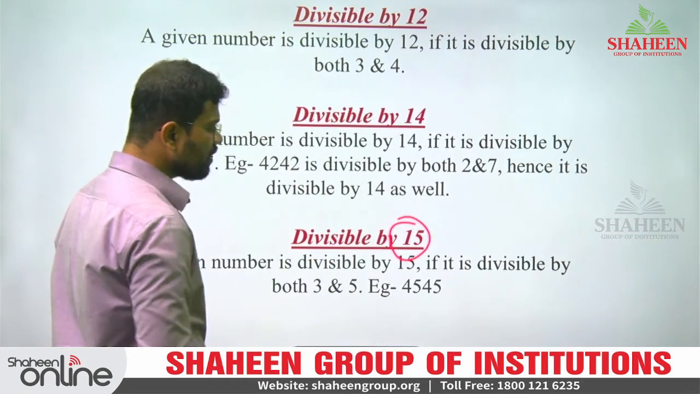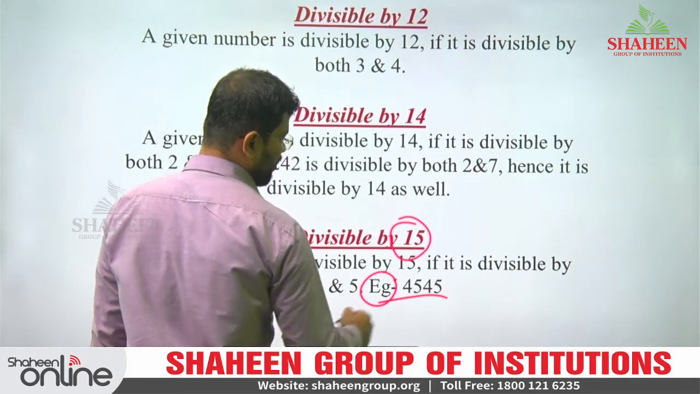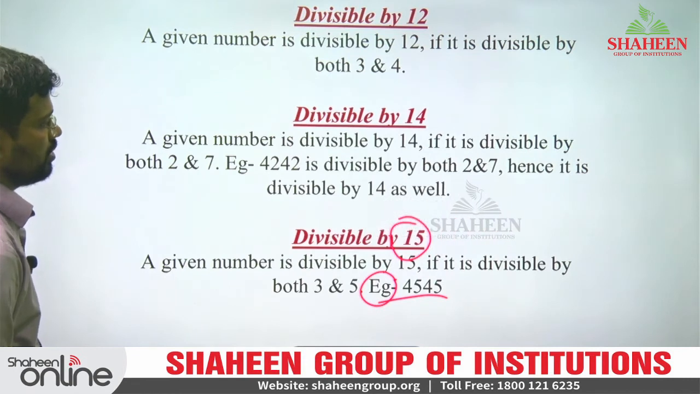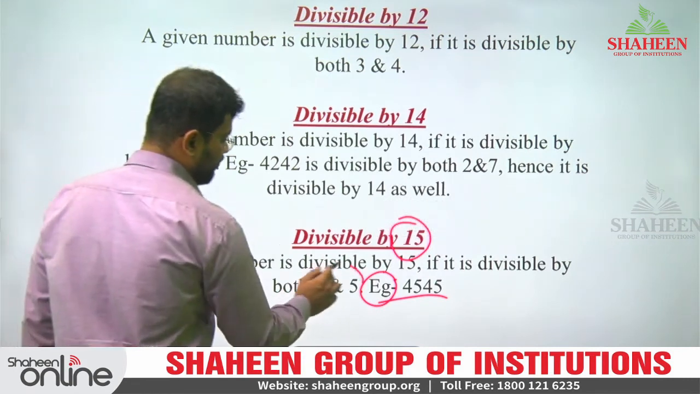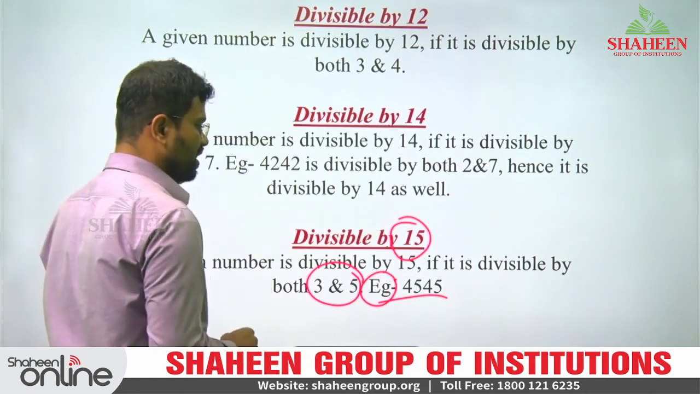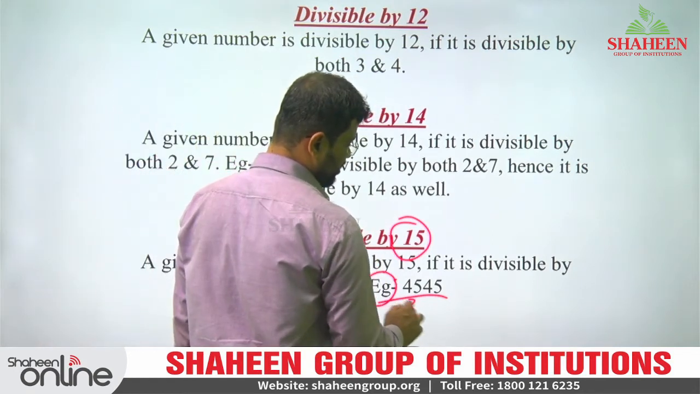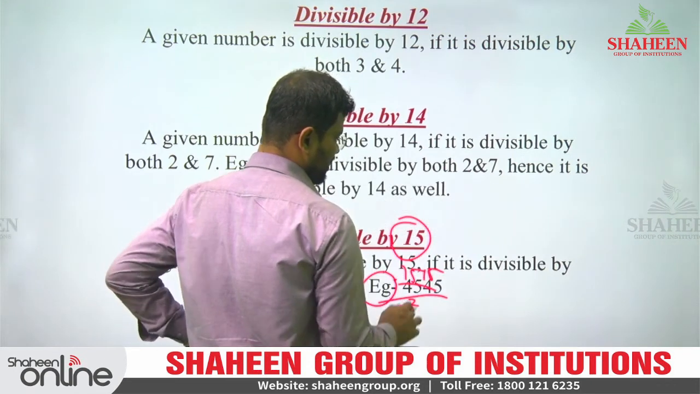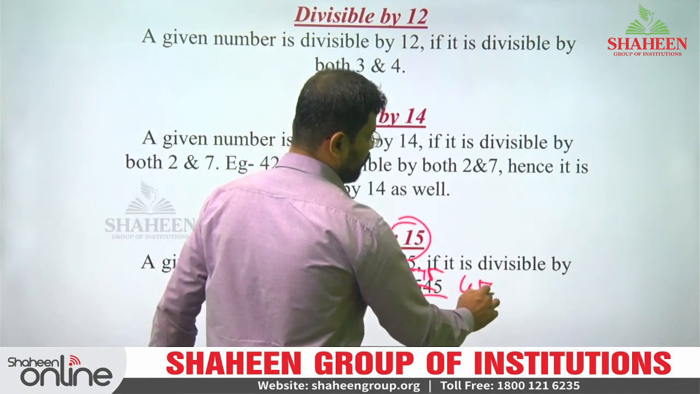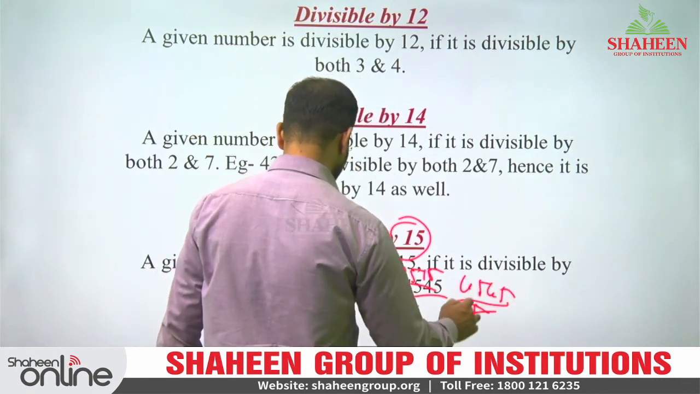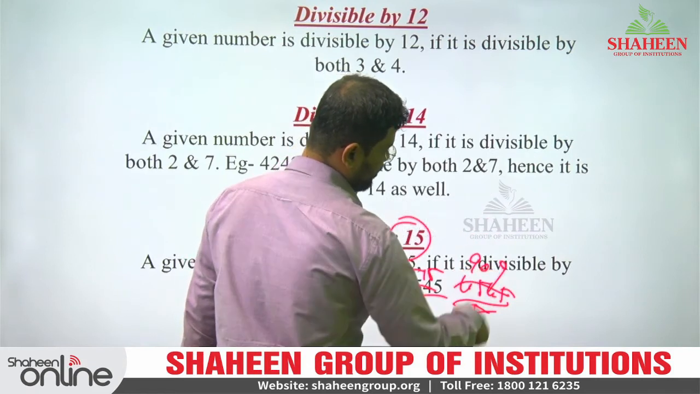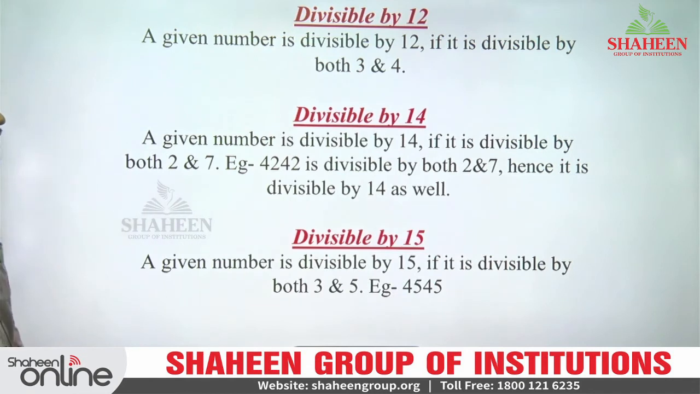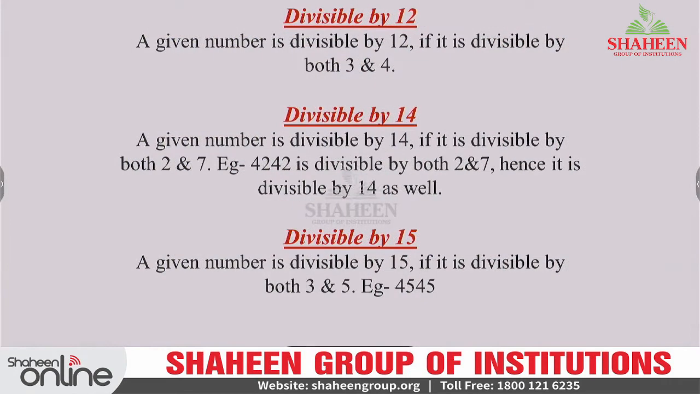Now let us see whether a number is divisible by 15. Let us take one example, 4545. Again, 3 into 5 is 15, so the given number should be divisible by both 3 and 5. If you see, 3, 1, 3, 5, the digit sum is divisible by 3, so yes, it is divisible by 3. And 4545 ends in 5, so it is divisible by 5. So it is divisible by both 3 and 5. Hence the entire number is divisible by 15.